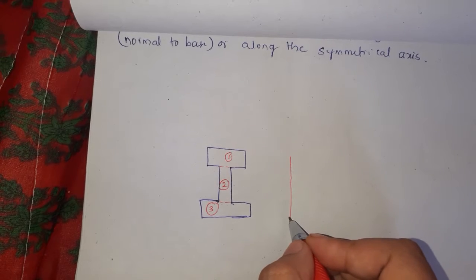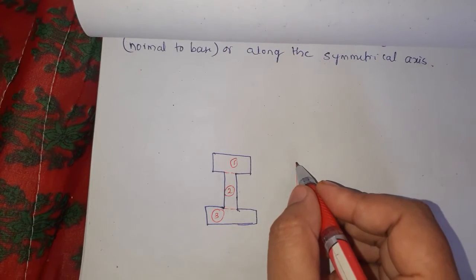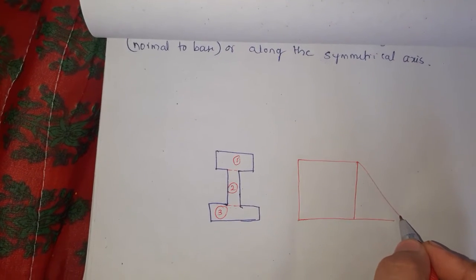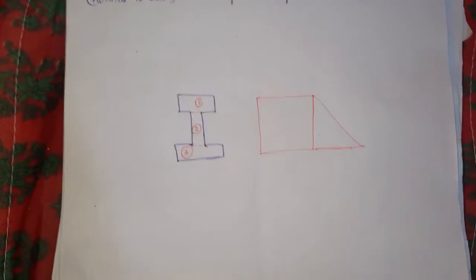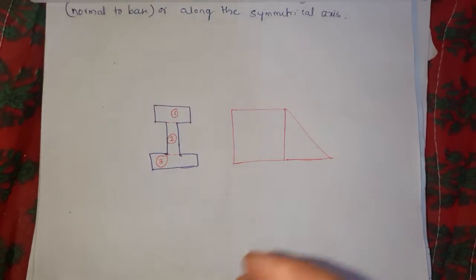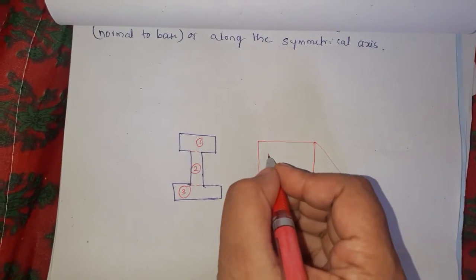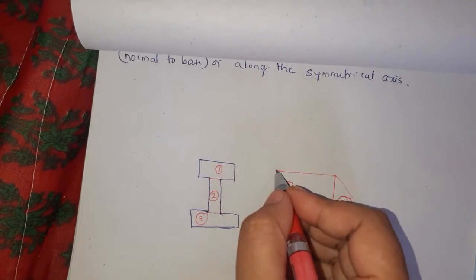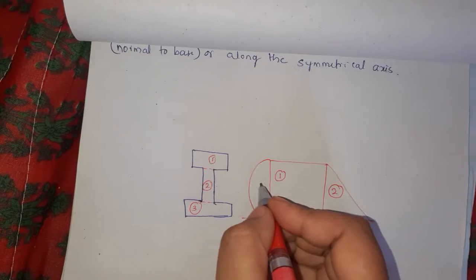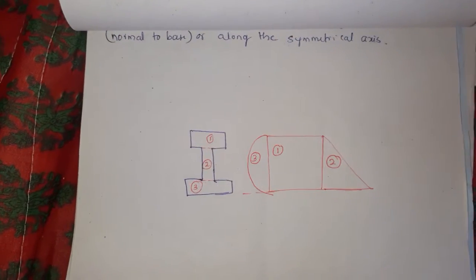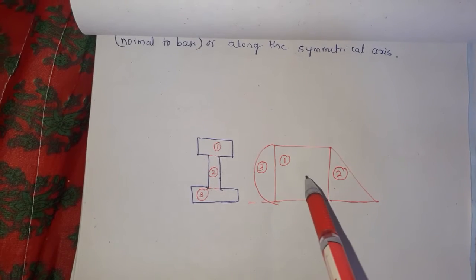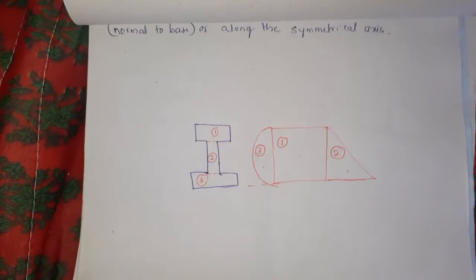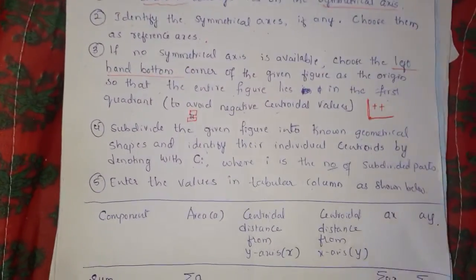If there is a triangle given to you like this, the given figure is like this, you have to divide it into one rectangle and another one, a triangle. If in the same figure another semicircle is given like this, you can take this as the third one, a semicircle. So these are known shapes: one is a rectangle, one is a semicircle, and one is a triangle. Like this you have to subdivide the given figure into a number of shapes.